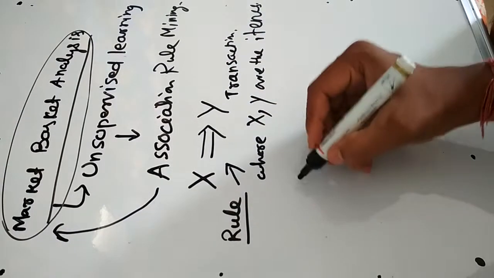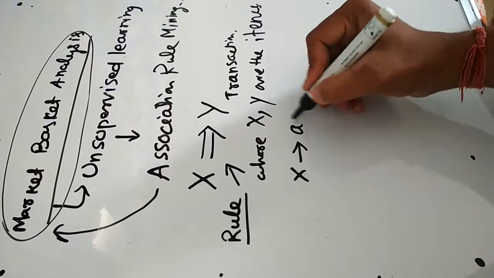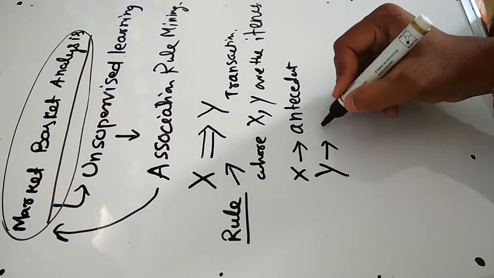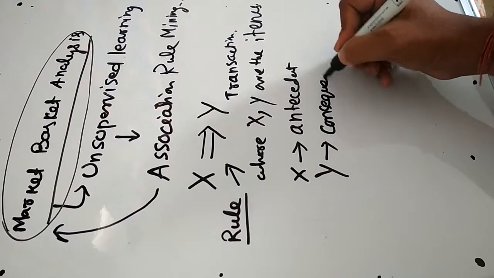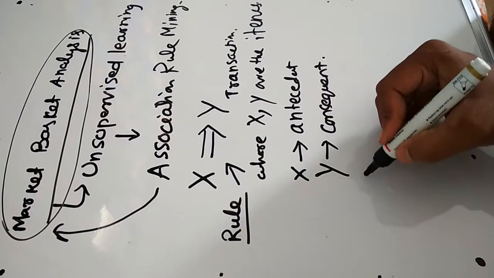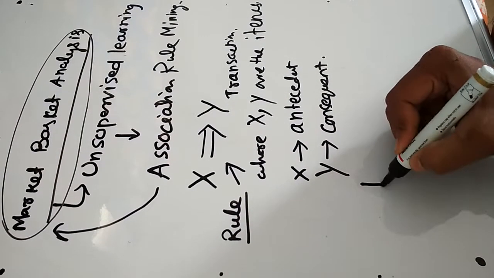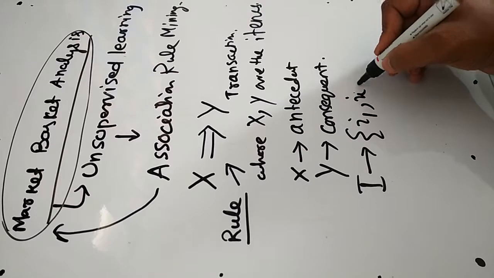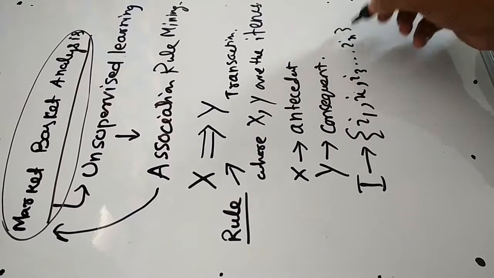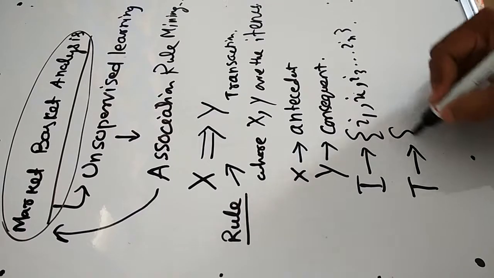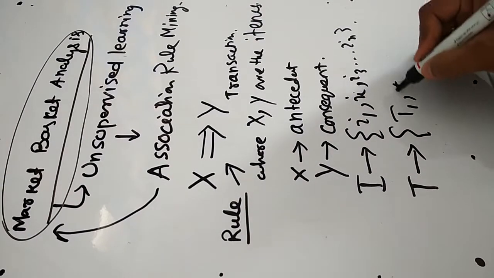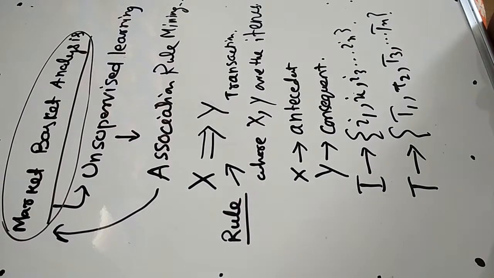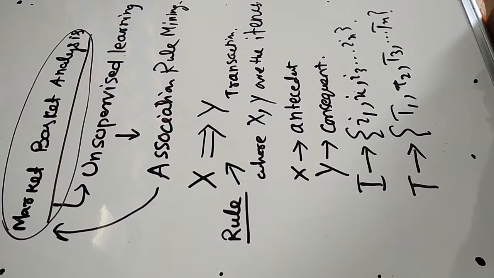Here X is called the antecedent and Y is called the consequent. In this model we have a set of items I, that may be I1, I2, I3, like that up to In, and we have a transaction history that may be represented as T1, T2, T3, up to Tn. Getting? So these are the basics of market basket analysis.